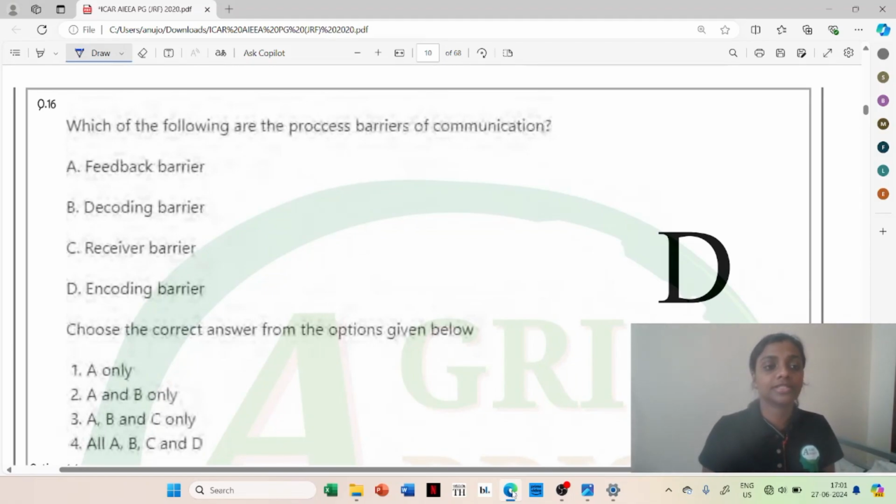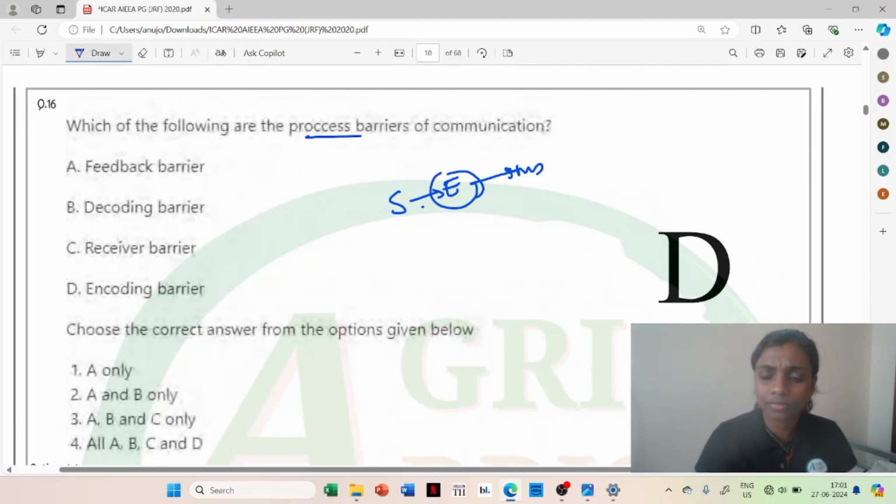Okay, so the next question: which of the following are the process barriers of communication? In the process of communication, we will have a sender. He will encode his message into some form of words, writing or speech, and the message will be decoded by the receiver, and finally the receiver will send feedback to the sender.